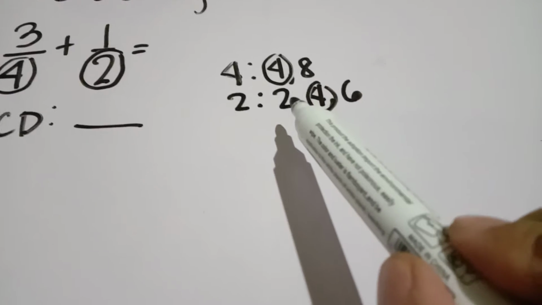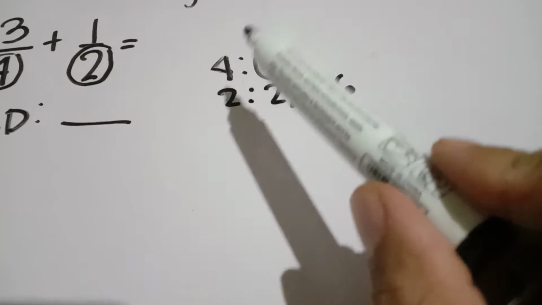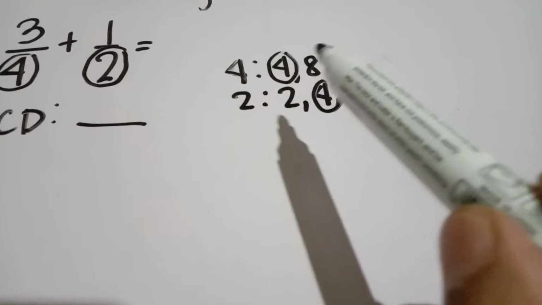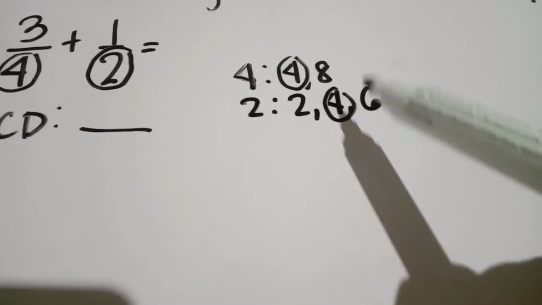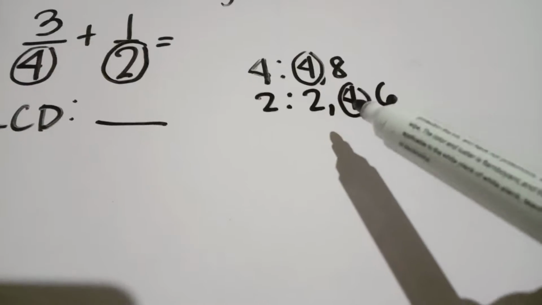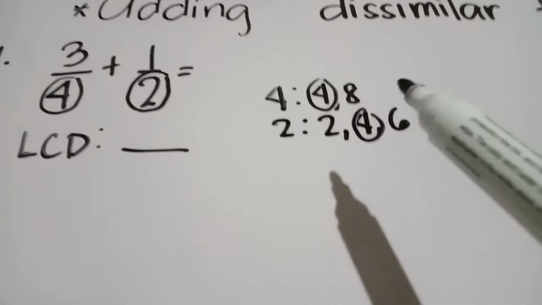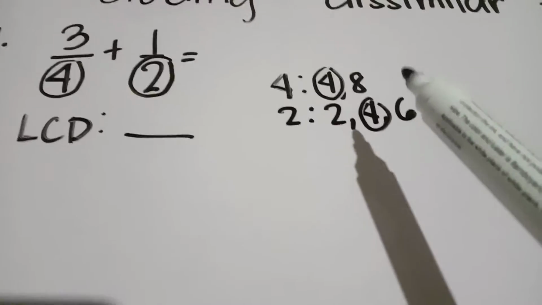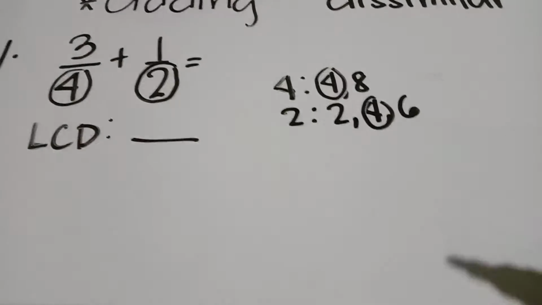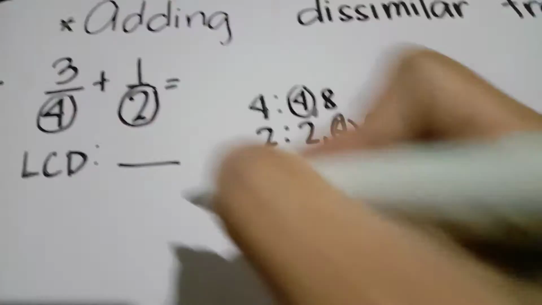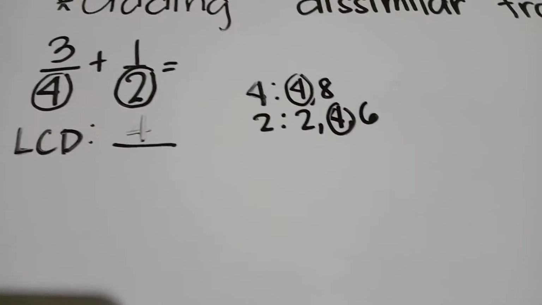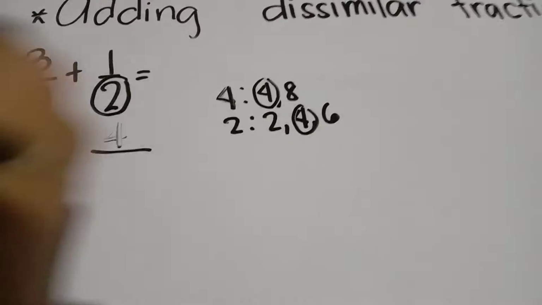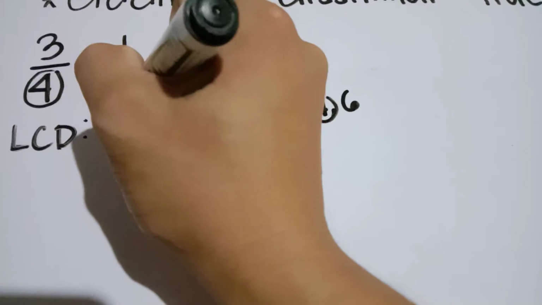Okay, now, bakit tayo huminto? Bakit hanggang dyan lang? Hindi na natin nilista lahat kasi andyan na po yung common multiple, which is 4. The first common multiple that will appear, yun yung magiging LCD natin. So, 4 is the LCD. Okay. So, the LCD is 4.